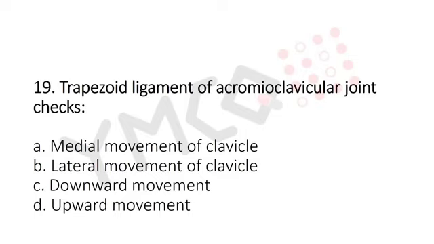Trapezoid ligament of acromioclavicular joint checks. Option A, medial movement of the clavicle. Option B, lateral movement of the clavicle. Option C, downward movement. Option D, upward movement. And the answer is option B, lateral movement of the clavicle. Now let's move to question number 20.